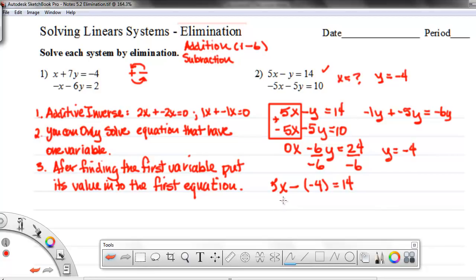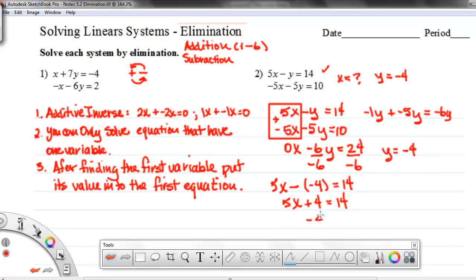Now look what happens. I end up with an equation again that only has one variable. You see how this equation had one variable in it right here? The x dropped out because of the additive inverse. Well, the second time around, the y is going to drop out because I'm going to use its value right here that I found and put it into the original equation, so I get one that just has an x.